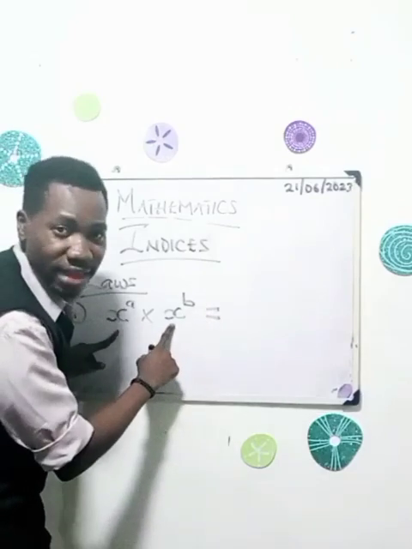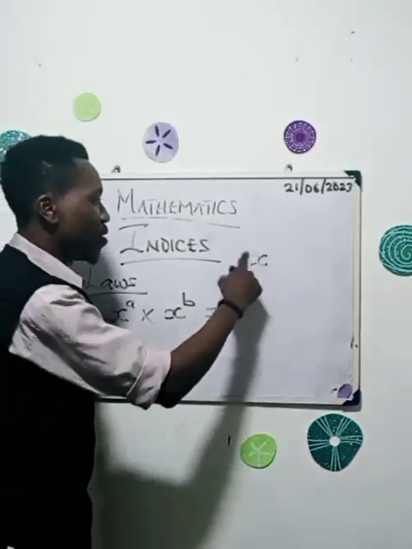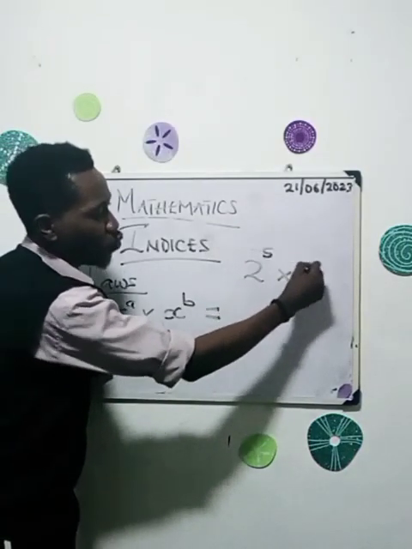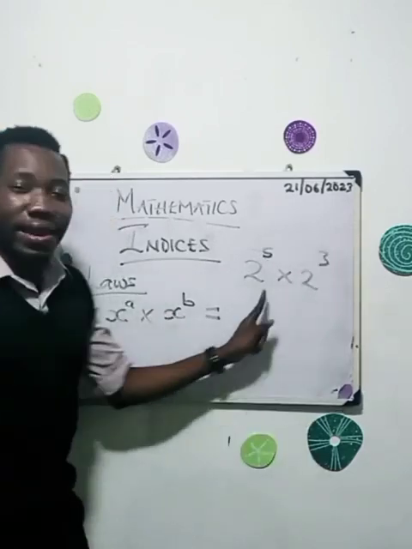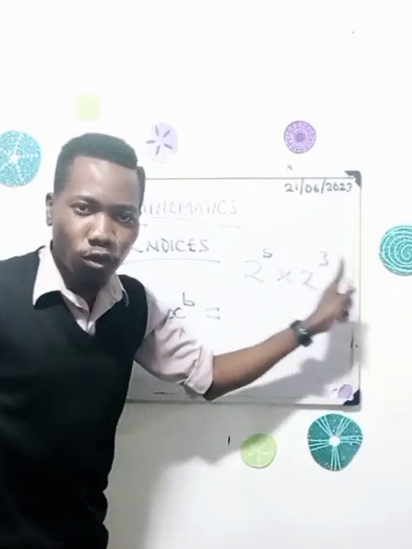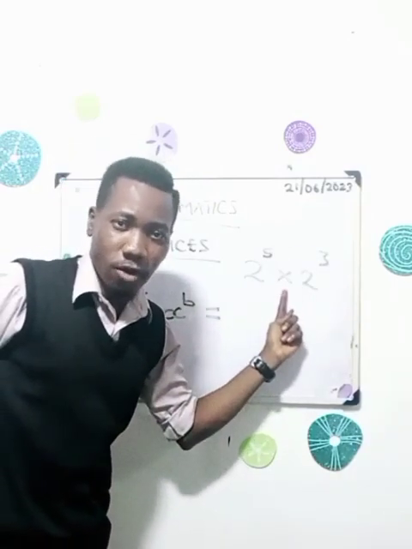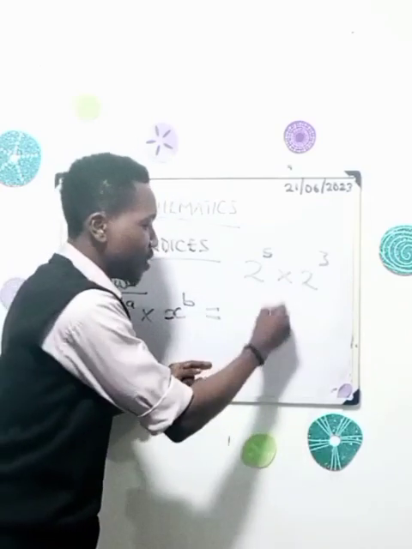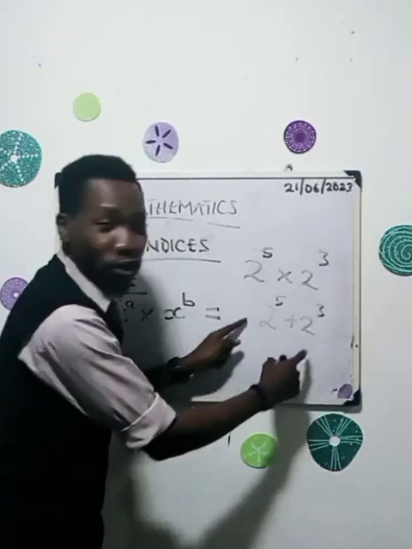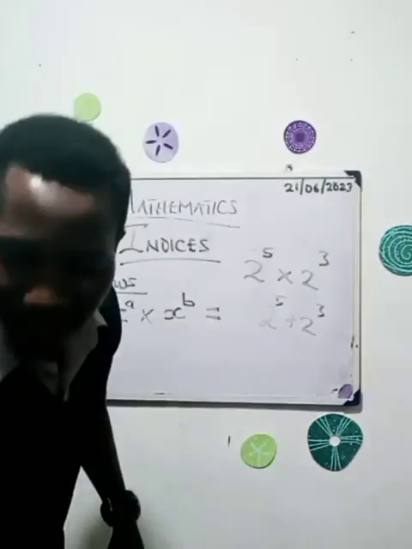So you can see the bases are the same. For example, if you have 2 raised to power 5 times 2 raised to power 3, this is 2, this is 2. What you will do is just add their powers. That is when multiplication is involved. It's not the same thing as 2 raised to power 5 plus 2 raised to power 3.